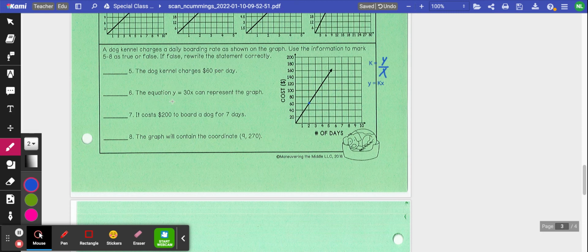The equation y equals 30x can represent the graph. Is that true or false when you figured this number out? It costs $200 to board a dog for 7 days, so you would have to figure that out. Is that true? Or the graph will contain the coordinate 9, so this is your x, 270, that's your y. You could figure out if that's true or false by doing y divided by x and seeing if that's the same number as your k. All right, hope that helps.